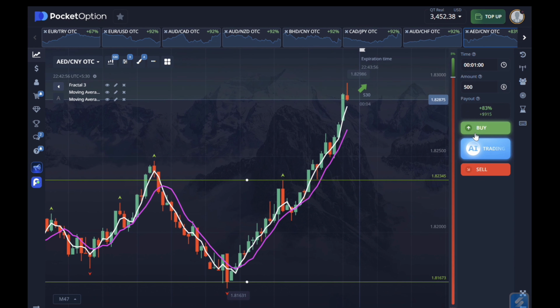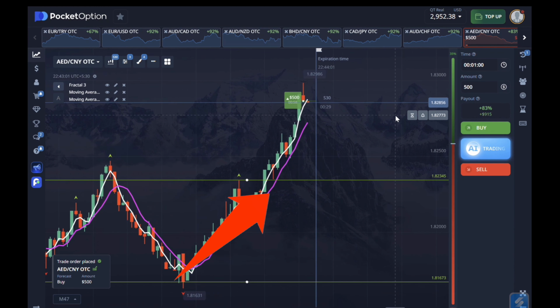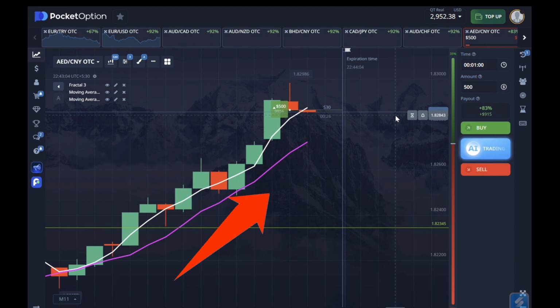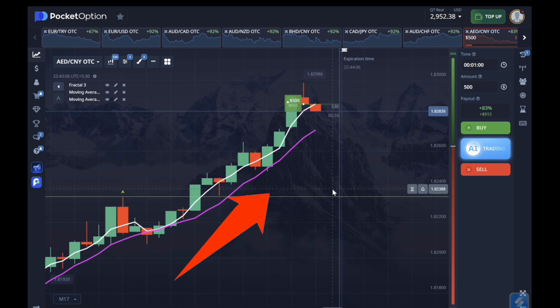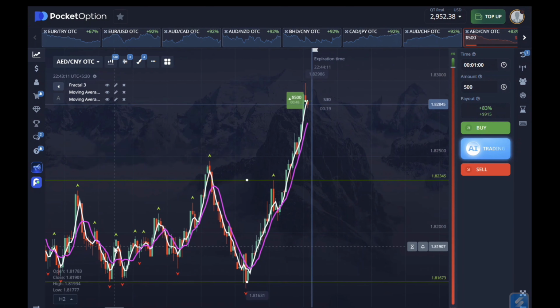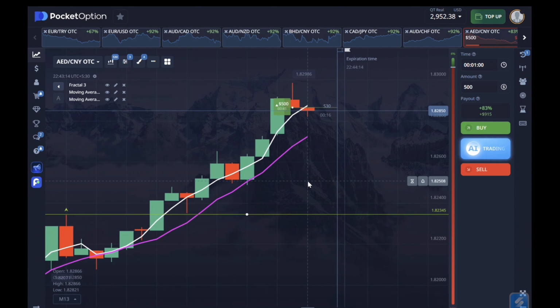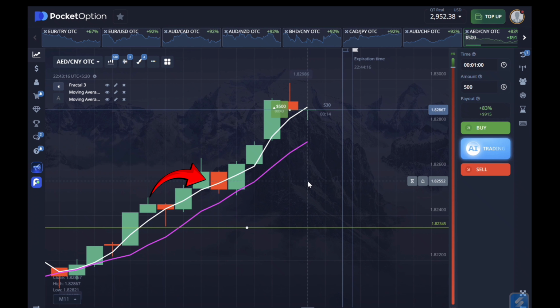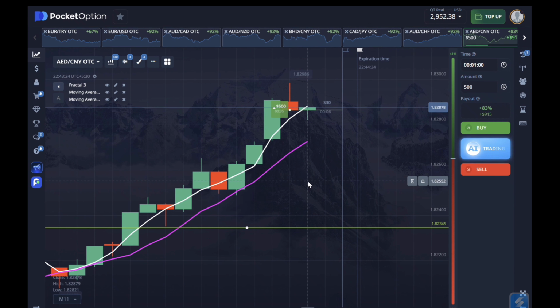If we look here, we can see a strong uptrend. The candles are continuously moving upwards. It's clearly a bullish trend and the price is continuously making higher highs and higher lows. If we look at the moving averages, we also get confirmation here. The white line, which is the short-term moving average, is above the pink line, which is the long-term moving average. Both lines are sloping upwards.